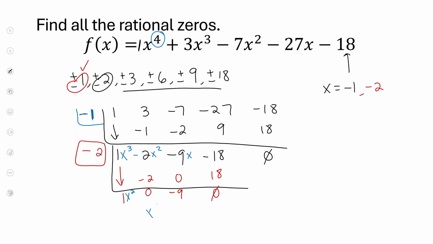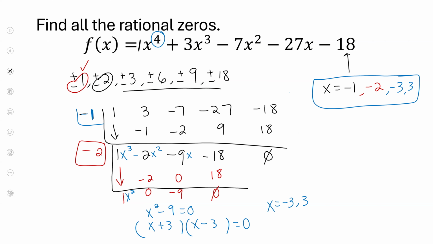So now I have x squared minus 9 equals 0. Well, I know how to factor that. This is a difference of squares. This is x plus 3 and x minus 3. And you can solve. So my answers are -3 and +3. So I'll add that here. So these are your zeros.